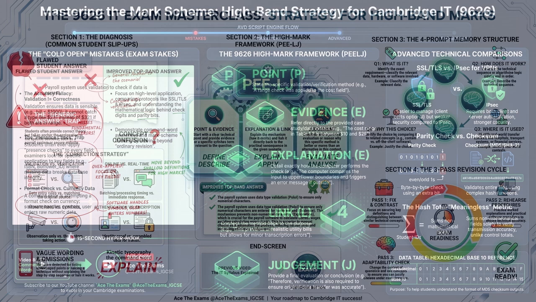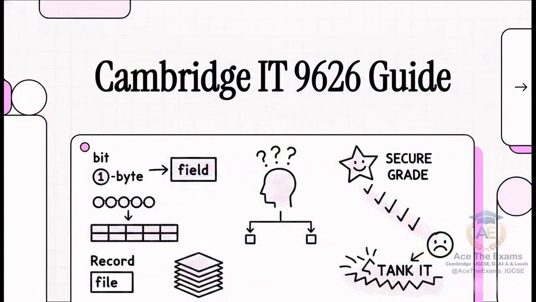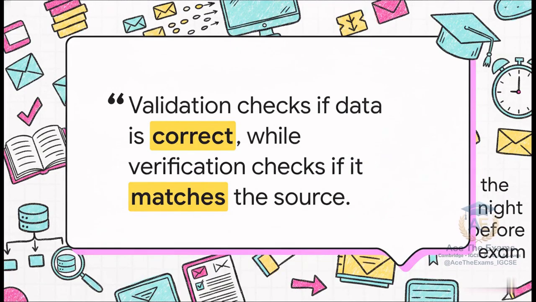If you're sitting the Cambridge AS Level Information Technology 9626 exam, the way you define basic data concepts can either secure your grade or completely tank it. Take this classic student answer. Validation checks if data is correct, while verification checks if it matches the source. You probably heard that, right? It's exactly the kind of thing you might memorize the night before the test.